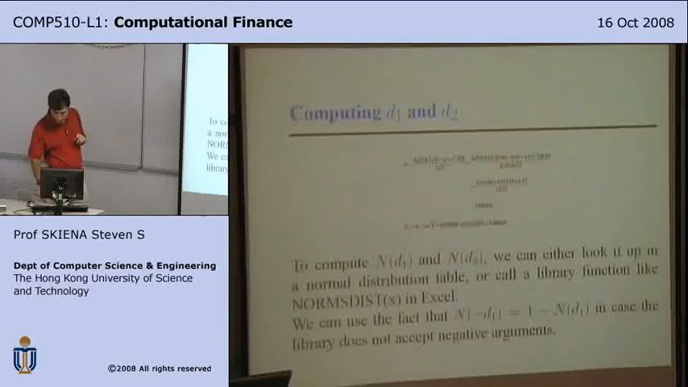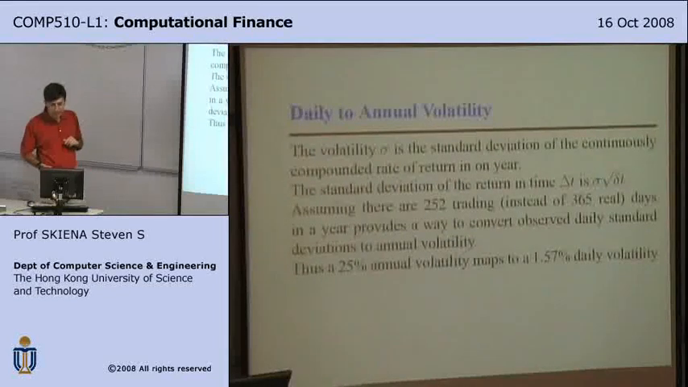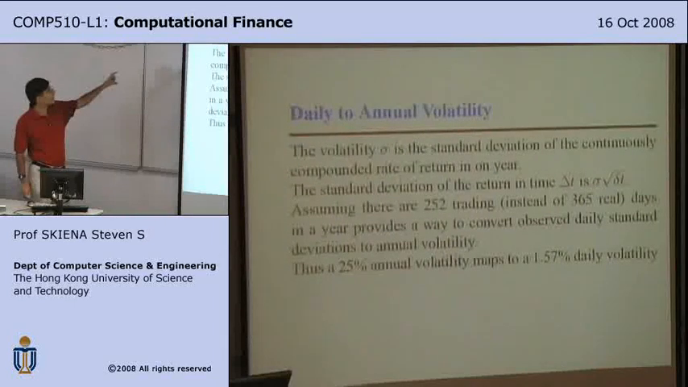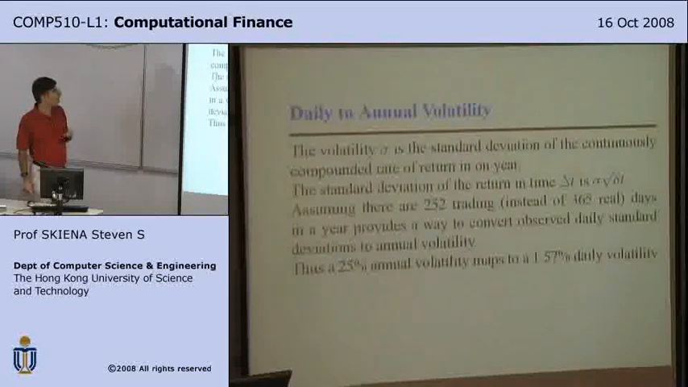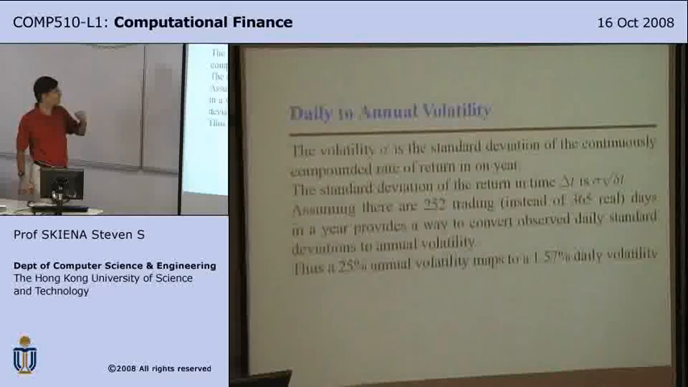Why don't I say this? What do I mean by volatility? If you want to compute what the volatility is, somehow the volatility is associated with the standard deviation of the... They want sigma, the volatility, to be the standard deviation of a continuously compounded rate of return in a year, in 1 year. That I have a difficult time understanding.